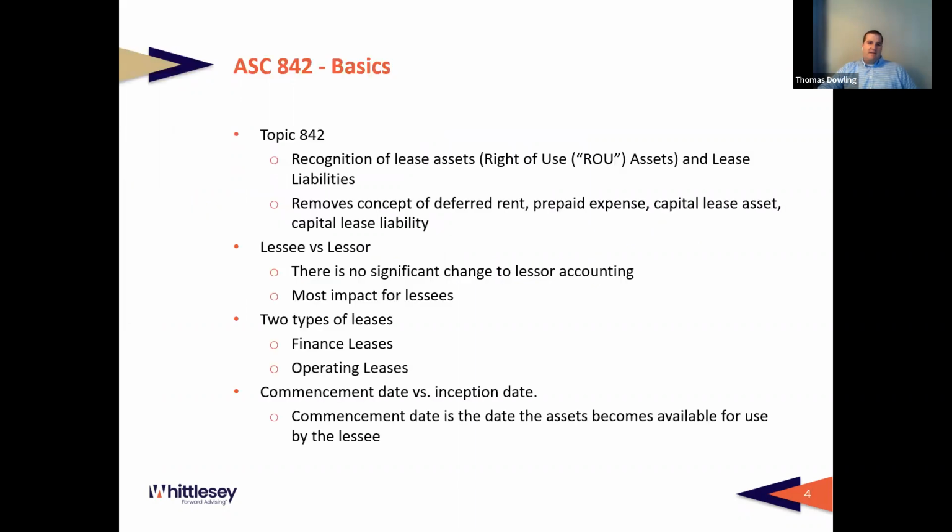So starting off with some basics, more of a refresher. What is the reason for this? Well, Topic 842 was designed to increase transparency and comparability of lease transactions for all organizations. It's doing this by requiring all leases be recognized on the balance sheet. As we all know, previously only capital leases were included on the balance sheet, while operating lease payments were expensed on the income statement and disclosed in the footnotes to the financial statements. It's also going to be removing concepts such as deferred rent and prepaid rent, replacing them with what's called a right of use asset on your assets, and lease liabilities in your liabilities.